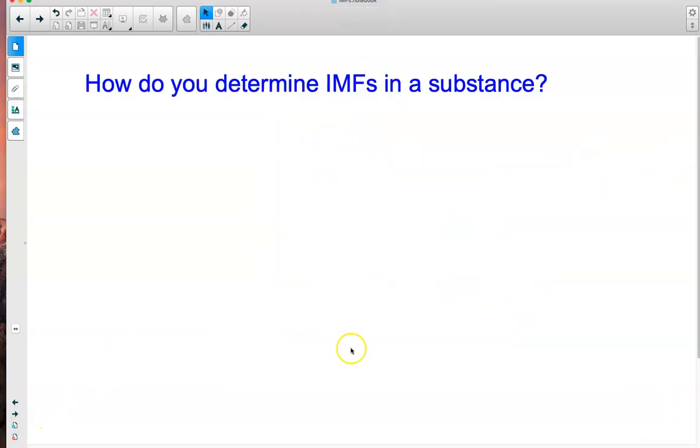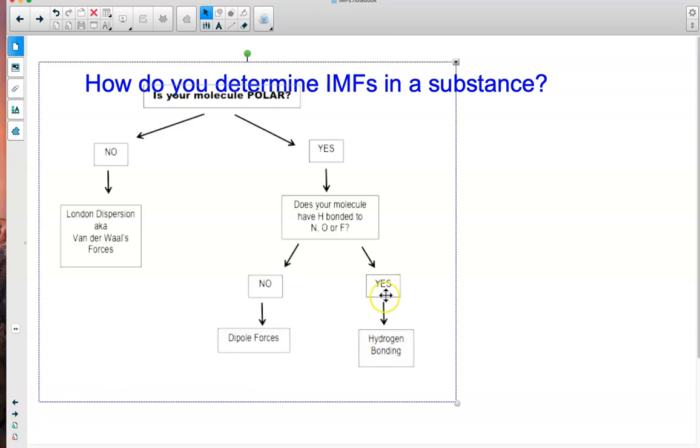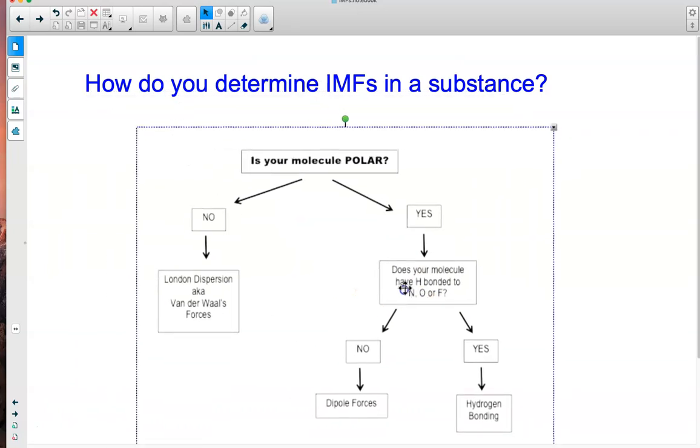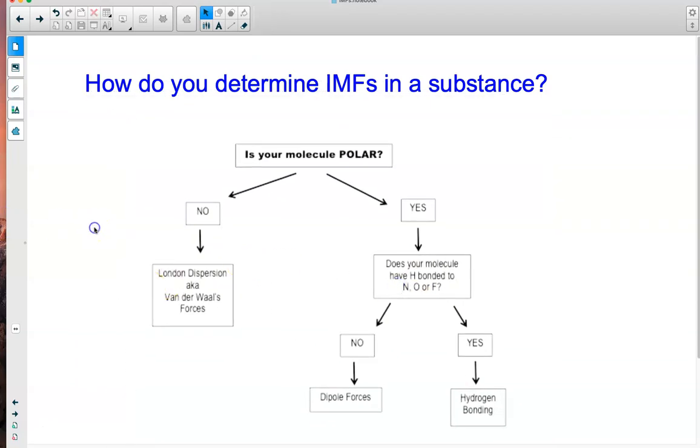How do we go about determining what IMFs a substance has? The answer is you follow this flow chart. Basically what you have to decide is, is my molecule polar or not? If my molecule is completely nonpolar, then I'm just going to have London dispersion forces. Those can also be called van der Waals forces. And those are going to vary with increasing molar mass. They'll get stronger and stronger.